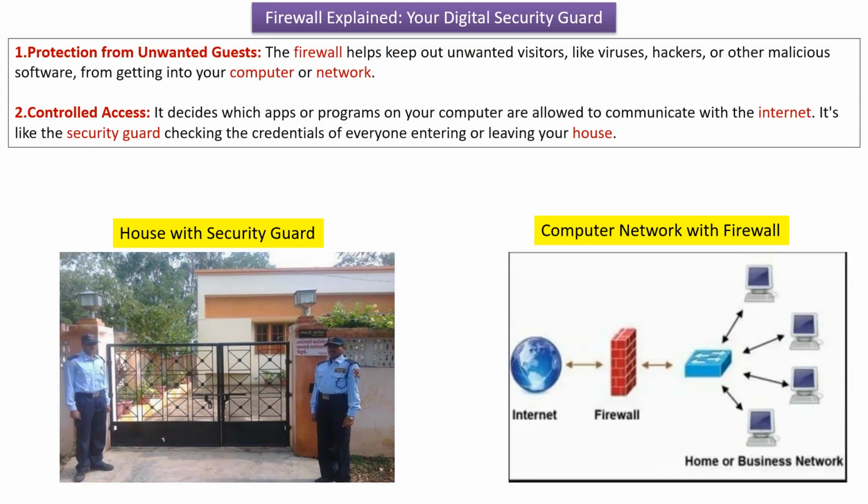Now we will see how a firewall works. The first point is protection from unwanted guests. The firewall helps keep out unwanted visitors like viruses, hackers, or other malicious software from getting into your computer or your network. The second point is controlled access. A firewall decides which apps or programs on your computer are allowed to communicate with the internet. A firewall is like a security guard checking the credentials of everyone entering or leaving your house.